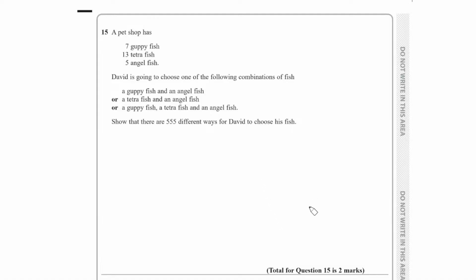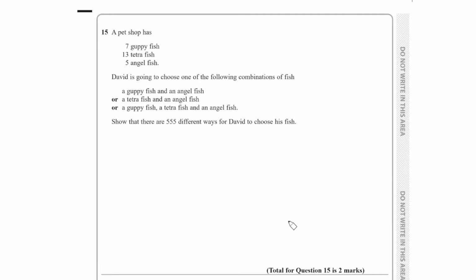So question 15, we've got a pet shop that has 7 guppy fish, 13 tetra fish, and 5 angel fish. David is going to choose one of the following combinations of fish. So a guppy fish and an angel fish, a tetra and an angel, or a guppy, a tetra, and an angel. So one of those 3. Show that there are 555 different ways for David to choose his fish.